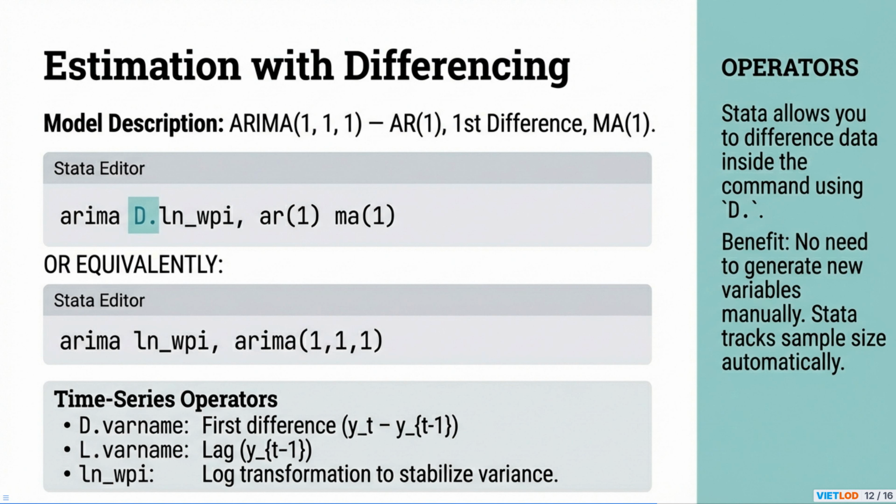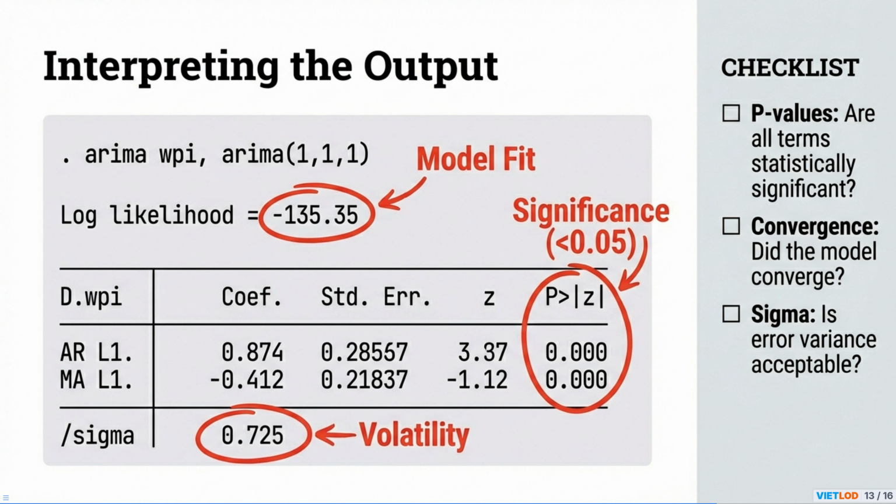Stata understands that the 1 in the middle position for d means it should perform one level of differencing on ln_WPI internally. The D operator calculates y_t minus y_{t-1}. The L operator, not used here but related, simply gives the lagged value, y_{t-1}. These operators prevent us from having to manually create new variables for lags and differences, which is very efficient. After running the command, Stata provides an output table. Let's learn how to interpret it.